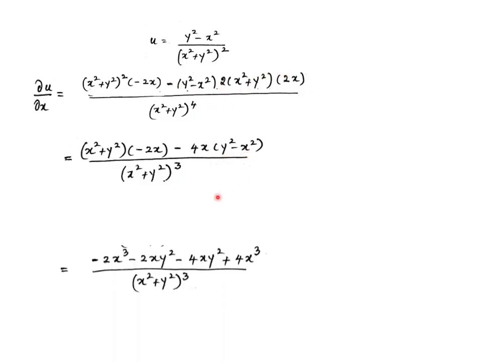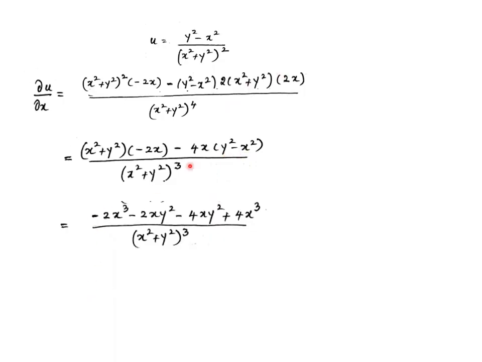Simplifying this further, minus 2x into x² is minus 2x³. Minus 2x into y² is minus 2xy². Similarly, minus 4xy² plus 4x³. So this can be written as 4x³ minus 2x³ is 2x³, minus 6xy², divided by (x² + y²) cubed. So this is about ∂u/∂x.